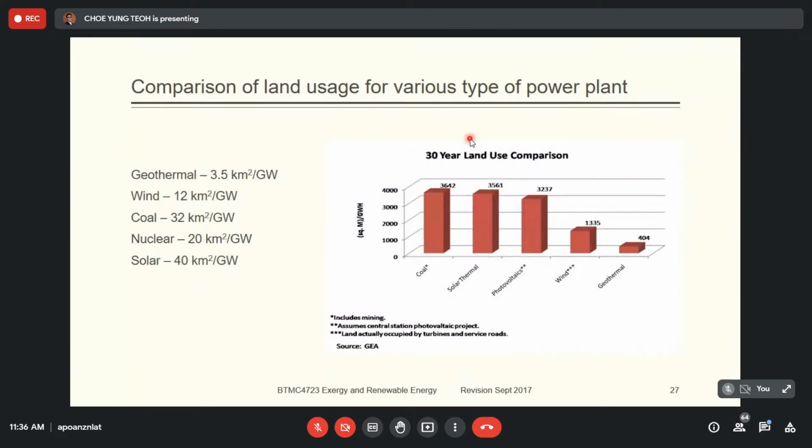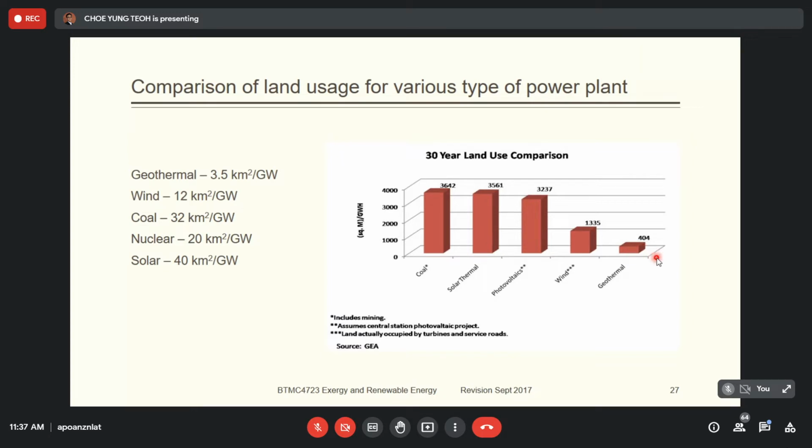This is a comparison of land usage for various types of power plant. You can see coal, solar thermal, photovoltaic, wind, and geothermal. Solar, as we know, these are diffuse resources, so we occupy very big spaces just to generate a small amount of energy. Okay, and then you can see wind is much better, as land below can still be used. And then you can see geothermal is even smaller.